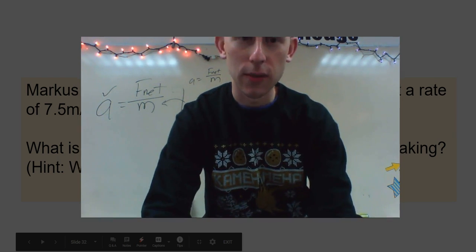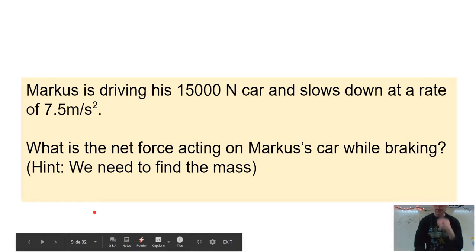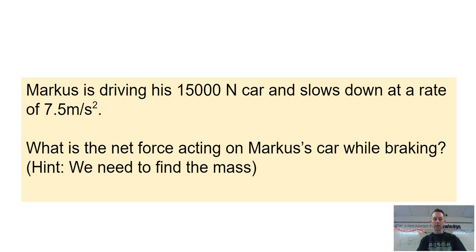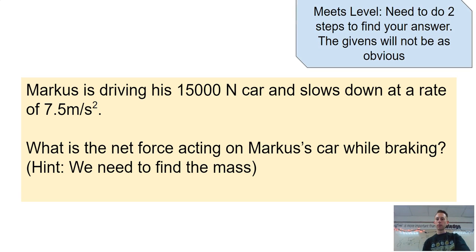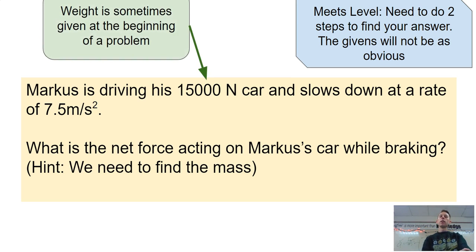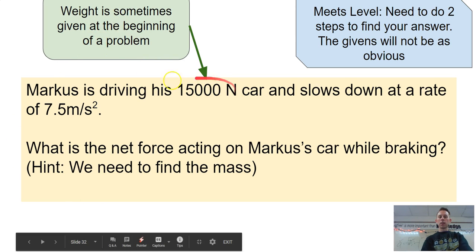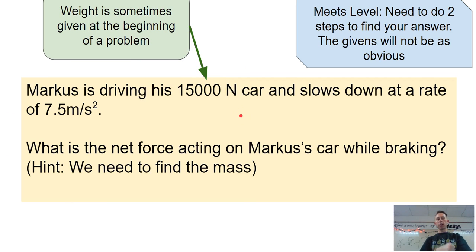Okay, let's see if I can make this smaller. So hopefully that's working. What I'm saying by this is, at the meets level, you need to do 2 steps in order to get your answers. The givens are not going to be as clear and obvious. Here's one thing that I already mentioned: weight is sometimes given at the beginning of a problem. So this says 1,500 newtons. It does not say, Marcus is driving this car that has a weight of 1,500 newtons. No, instead it just says it like that.